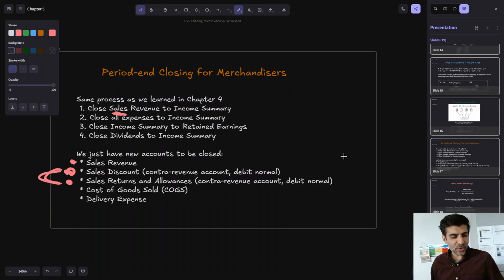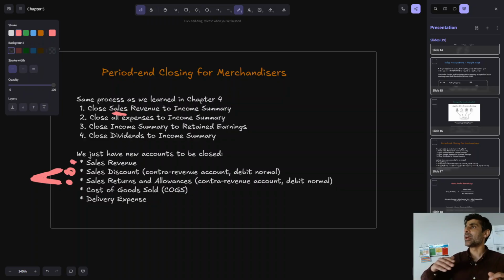And I think in the homework, if you have to do this, you close them when you close the revenue accounts, because these are contra revenue accounts. So just be aware that they are going to be closed with the revenues, but since they have a different normal balance, instead of debiting like you do for sales revenue, you're going to have to credit those accounts to close them. And then cost of goods sold, that's just an expense account. So when you close your expenses, those are debit balances, so you credit them. So you'll also credit cost of goods sold and delivery expense. We just had some new accounts introduced, but the process is the exact same. Okay, everyone good with that?